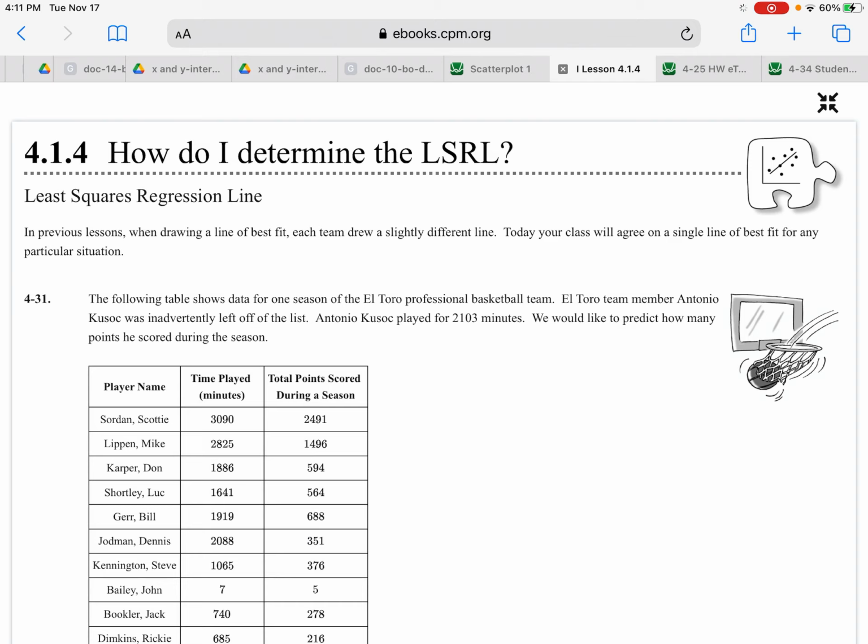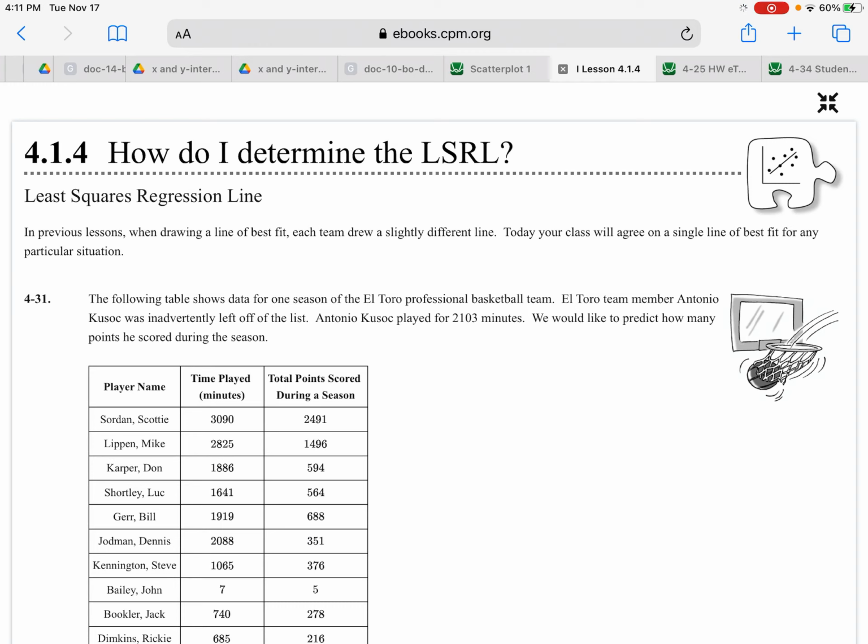Okay, here is video number 2 for today. This is for 4.1.4. How do I determine the LSRL? Well, the good news is Desmos does it for you. But what we're going to do is look and see how Desmos does that, or at least how to get Desmos to do that.